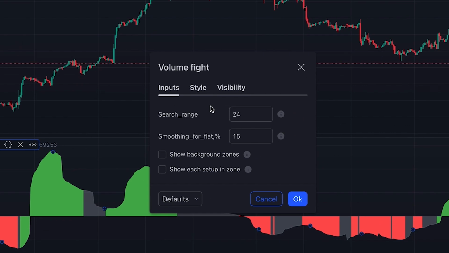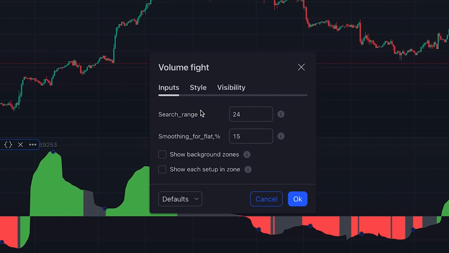So if you're trading on other time frames, you must adjust the search range accordingly. The lower the time frame, the higher the search range should be, so it can filter the false signals. For example, if you want to trade on 5 minutes time frame, setting search range at 100 will give you a good result.